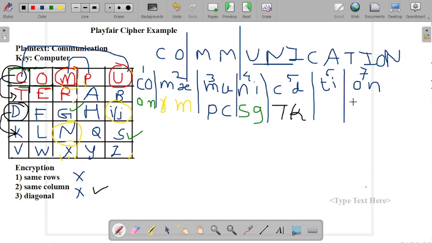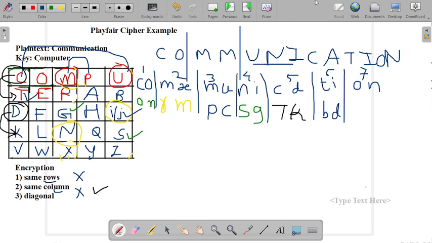Now let's begin with the sixth group, that is T and I. For T and I, find out where the characters are. This is our T and this is our I. So again the characters are diagonal, that is, not in the same row as well as not in the same column. So that's why, in the T row we find B, and in the I row we find D. So B and D is the ciphertext for our T and I.